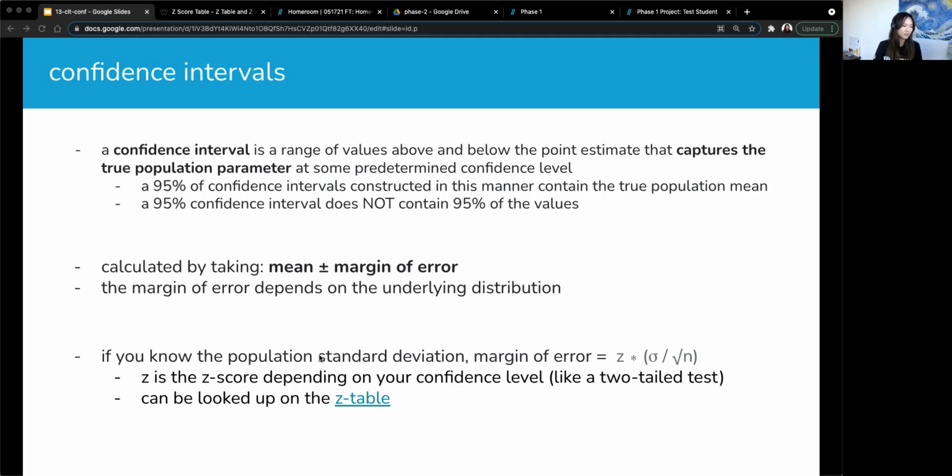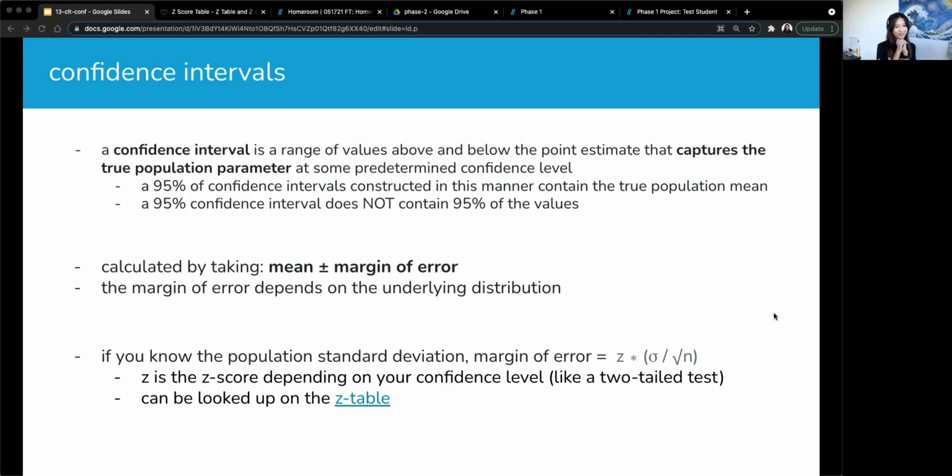So if you know the population standard deviation, therefore you're using an assumption of a normal distribution, your margin of error is calculated like this: your z-score times your standard deviation divided by number of things in your sample. Again, the calculation is not super important, although your labs do have you calculate some confidence intervals. Every time we use a confidence interval, they will be spat out at us, and then we just have to interpret them. Any questions about this?